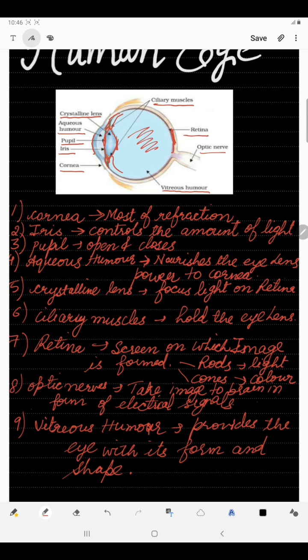This is all the functions of human eye. Hope you all might have understood the structure and functioning of human eye very clearly.